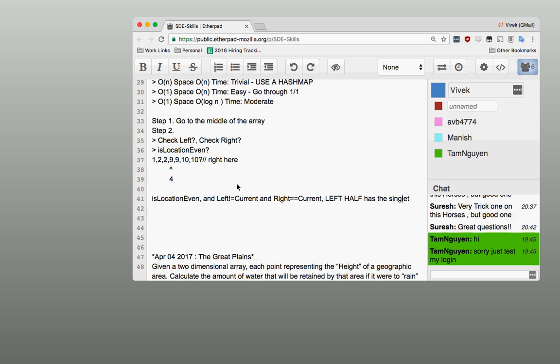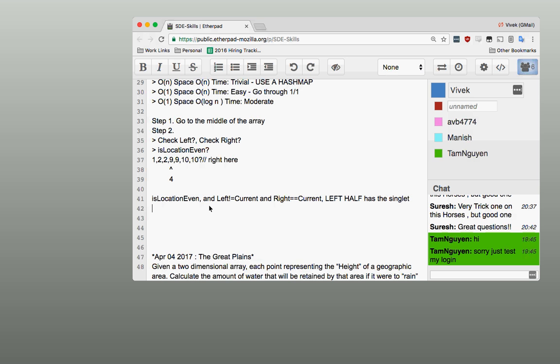Yeah. So what I'm saying is that line number 37 is where I am, and in line number 41 is where I have written the condition, right? So first thing you do is you just go to the midpoint. In this case, there are 7 elements, so the midpoint is the 4th element, correct? 0 based. So if the location is even, that is what the case is here, and if the left value is not equal to current, so 2 is not 9, and the right is equal to current, which means that it's shifted this way, which means left half has singlet. So far with me?